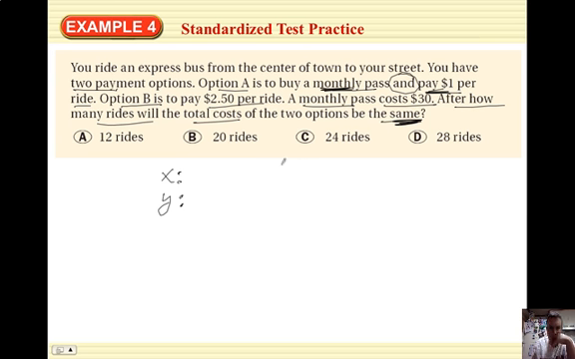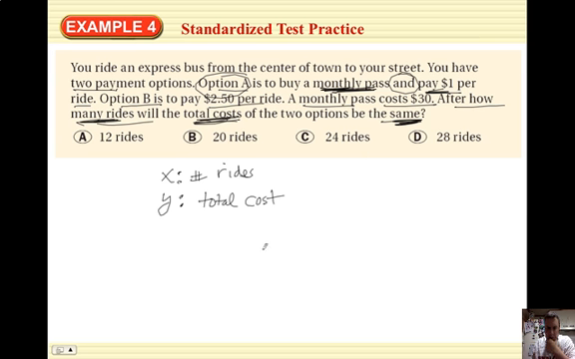Well, what don't we know? We don't know how many rides we'd have to take, and we don't know the total cost. So which one would be which one? X would be the number of rides we take on the bus, and Y is the total cost. So let's make our first equation. Option A.